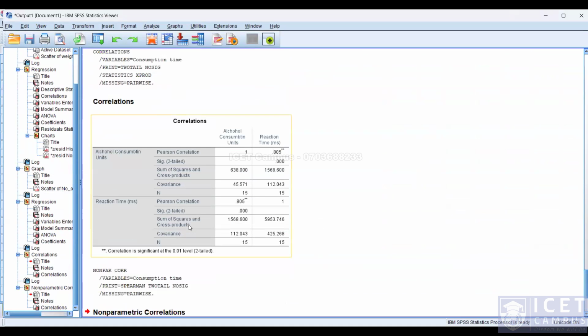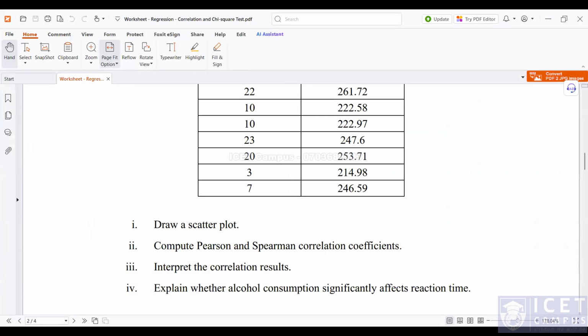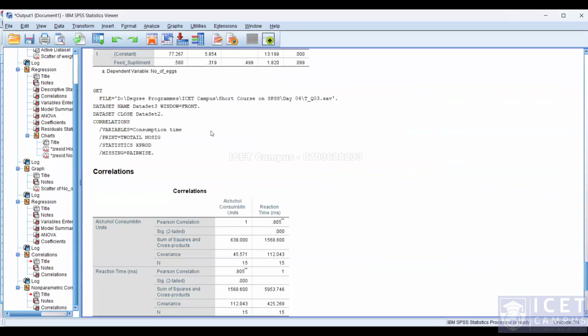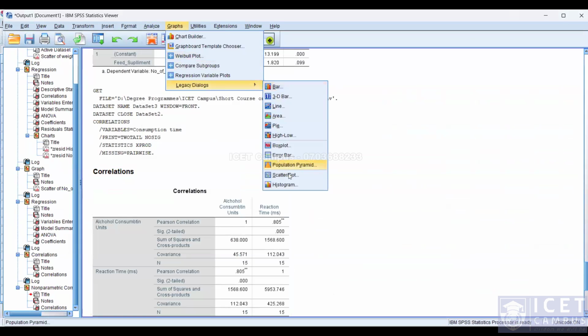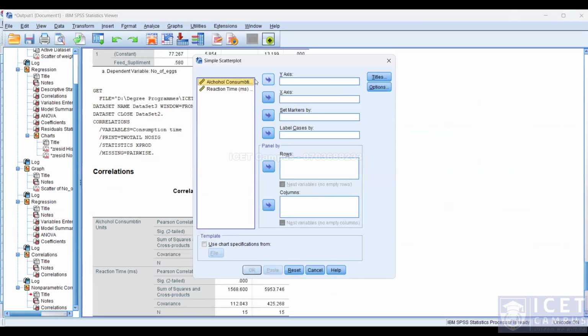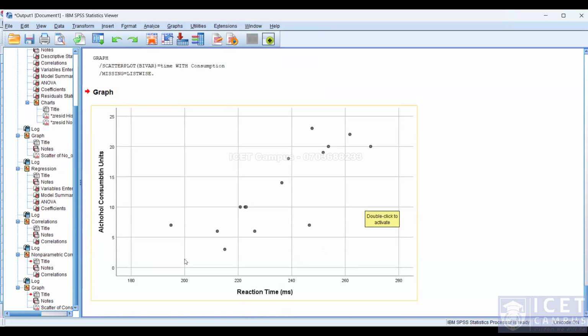Yeah, then this is the Pearson correlation. Before that, we need to draw a scatter plot, right? We can keep the correlation here. So I'm going to draw a scatter plot. This is the scatter plot. You can see there is a positive correlation.